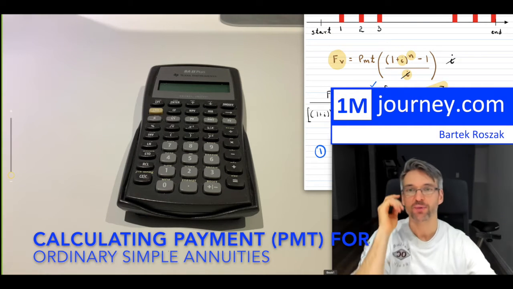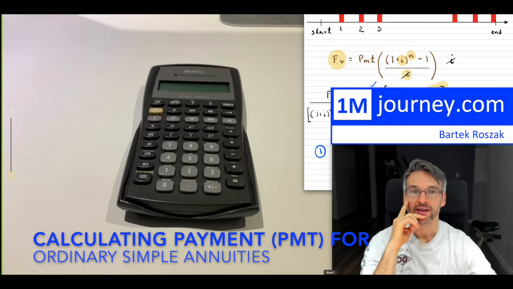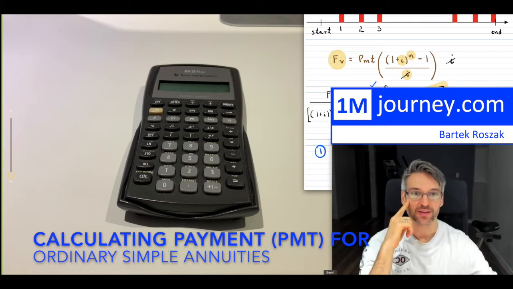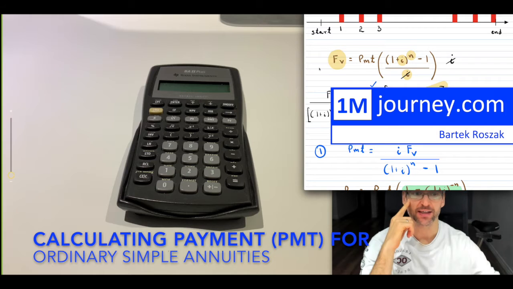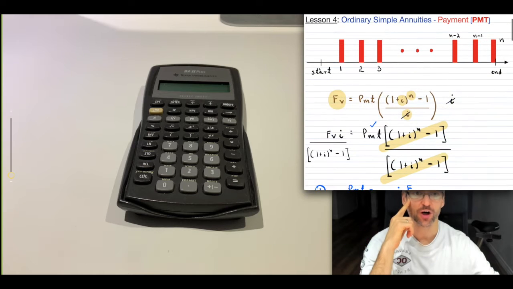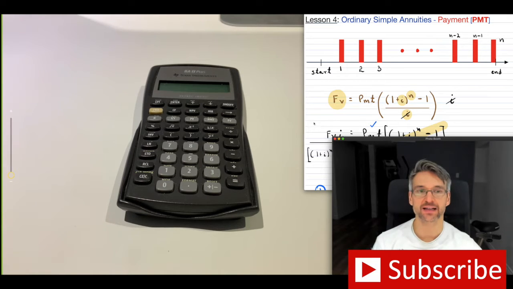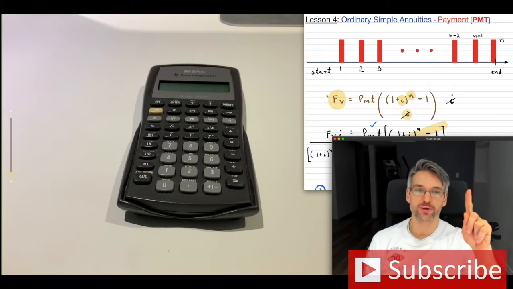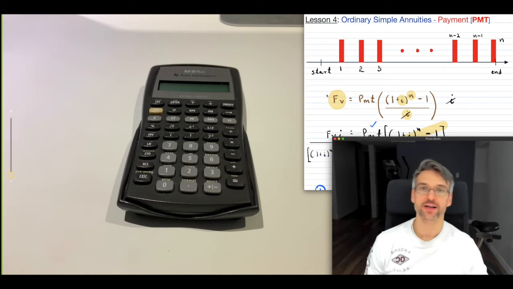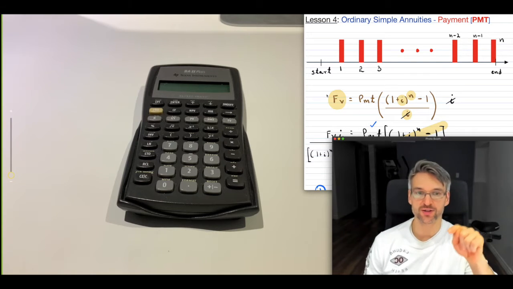It is part of lesson number 4, the lesson that we had on ordinary simple annuities and how to find the payment. What I want to show you here is how to use your business analyst calculator to compute exactly what we did in that lesson. I'm going to put a link up above if you want to watch that lesson before you start inputting things into your calculator.